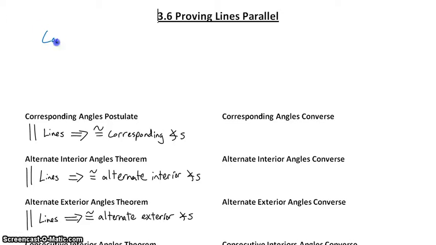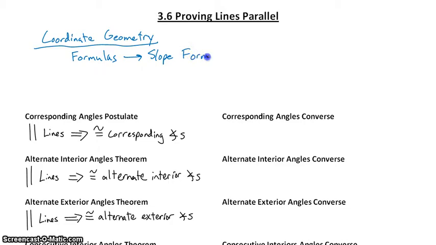In coordinate geometry, in order to prove something true, I need to use formulas. If I want to prove lines parallel, I want to use the slope formula. And if I'm going to use the slope formula, I need to find the slope of both lines and show that those two slopes are equal.